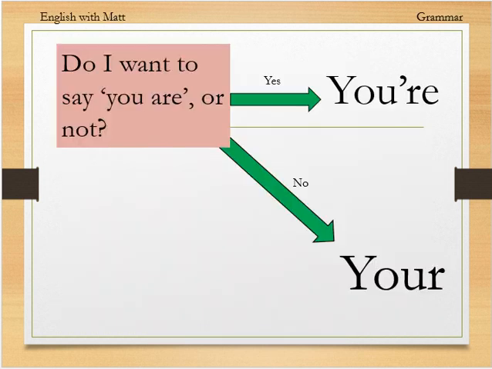The simplest question to have in your head, though, when you are proofreading, is to ask yourself, do I want to say you are or not? And the answer to that will determine which version of your you want to use. So if the answer is yes, you do want to say you are, then you need to use the apostrophe one, the contraction. If you don't, then you need to use the one without the apostrophe.